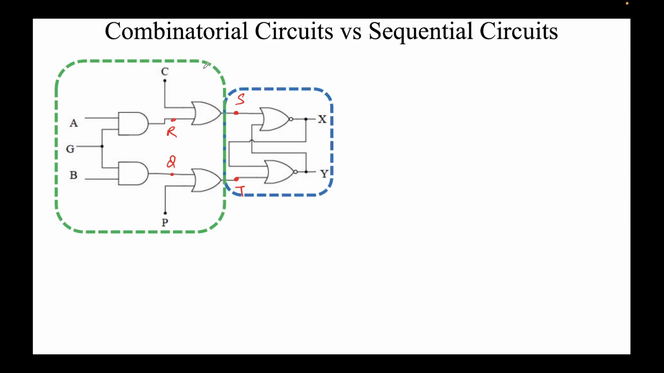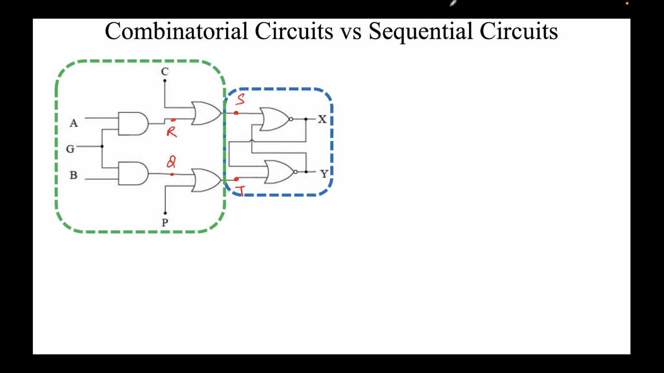On the other hand, this portion of the circuit, which is in the blue rectangle, is a sequential circuit. Why? If you try to find the value of X, it is a NOR of S and Y. So whatever the value of Y in the previous clock cycle was, and whatever the current value of S is, that will be combined and stored in the value of X. So the current value of X depends not only on the present value of input S, but also on some previous value of Y.